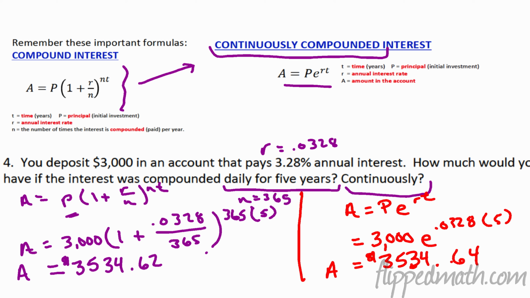So which one's a better deal? Well, in this case, continuous is a better deal for you. So that is our interest formula. There's one example of each. Not too difficult. You just plug it in, figure it out, use your calculator. There we go. Next problem.